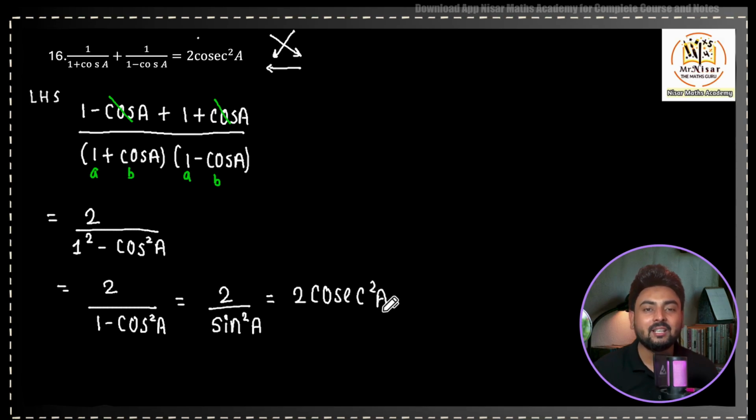I hope it is quite clear and it was an easy question. So what is the concept behind this question? Just you need to cross multiply. Let's go ahead and solve the next question.